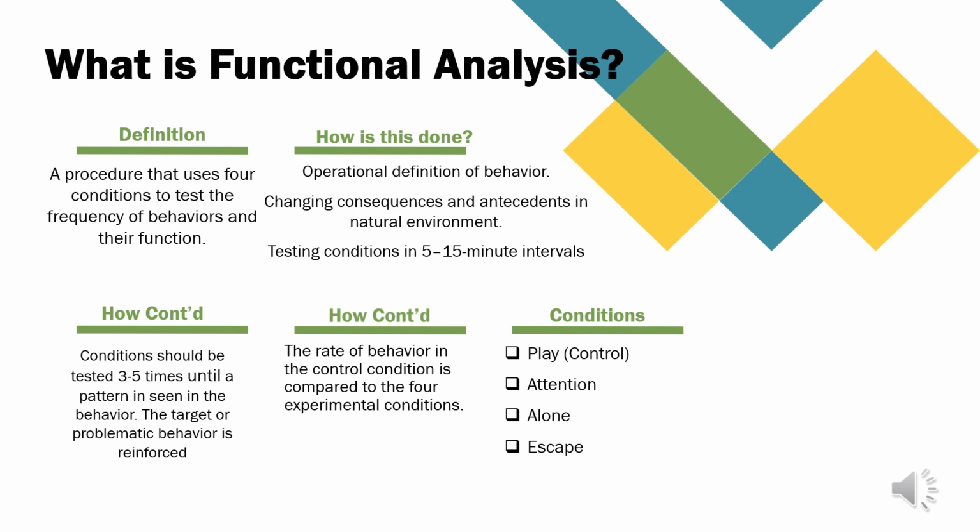So, what exactly is functional analysis of behavior? It is a procedure that uses conditions to test the rate or frequency of behaviors and their function. This is done by altering the consequences and antecedents and applying to natural environment. Conditions are tested 3 to 5 times in intervals of 5 to 15 minutes until a pattern is seen. The conditions are play, alone, attention, and escape.